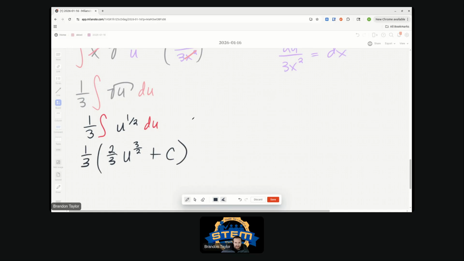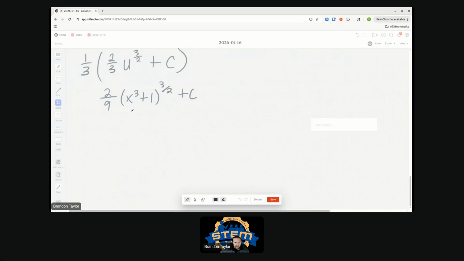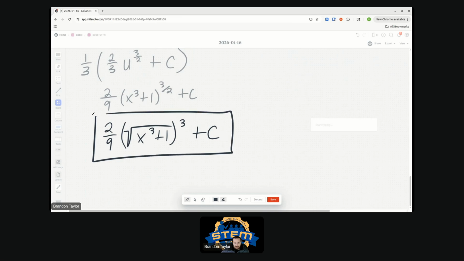And then what was u? It was x cubed plus 1. So long story short, hopefully it's clear, this thing will be 2/9 times x cubed plus 1 to the 3/2 power plus c. And if you really want to continue, what does the 3/2 power mean? It basically means square root it. That's what the 1/2 power means. And then the third power means cube it. So 2/9 times the square root of x cubed plus 1, the whole thing to the third power, plus c. That should be our answer.